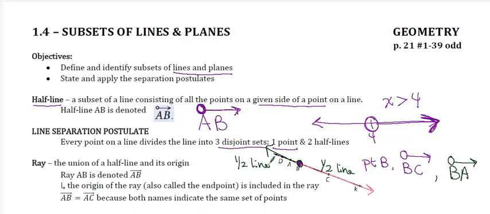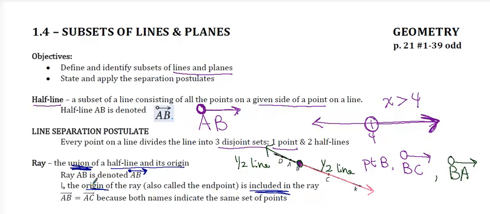Now, that is slightly different than a ray. A ray is the union, we talked about unions, it's where things come together. So the union of a half line and its origin. It's kind of hard to tell here, but ray AB is denoted with a closed circle on this end and then an arrow on the other end. So it starts at A and goes towards B. The origin of the ray is also called the endpoint. This time it is included. So the origin is included.